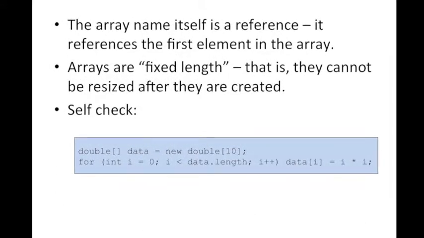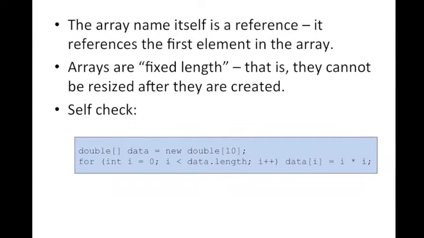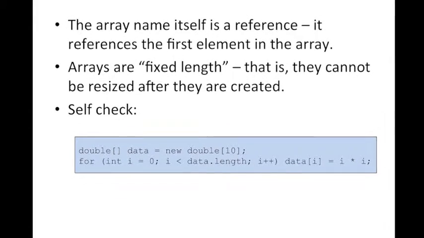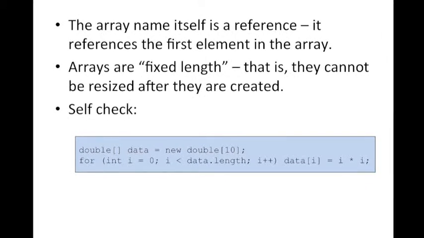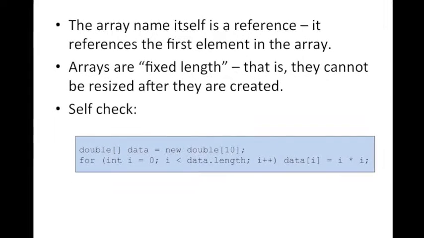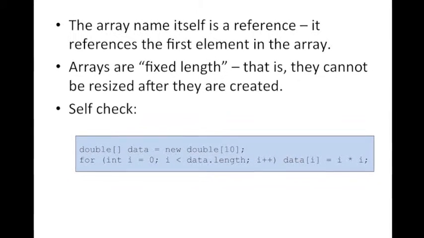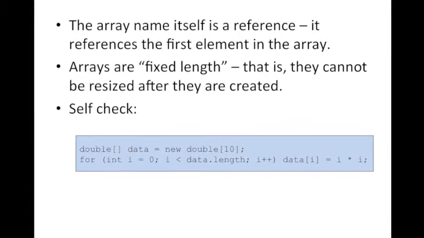The array name itself is a reference, so that means it stores the address of the first element in the array. Arrays in Java are fixed length. They cannot be resized after they are created. Why don't you go ahead and pause the video now and see if you can tell what is held in the array called data after the code is run.